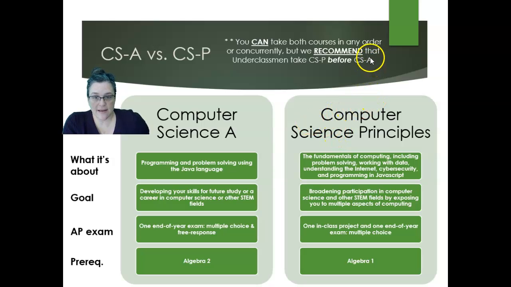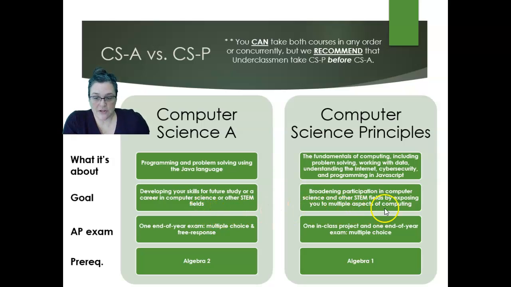We do recommend that if you are an underclassman, that you consider taking Computer Science Principles prior to Computer Science A. Principles is a more general overview of computer science, and it's only a half a year of coding using JavaScript. Computer Science A is a coding course from beginning to end. We don't focus as much on fundamentals as we do the syntax of the coding language Java and getting programs to run after careful debugging and making sure that they work as intended.